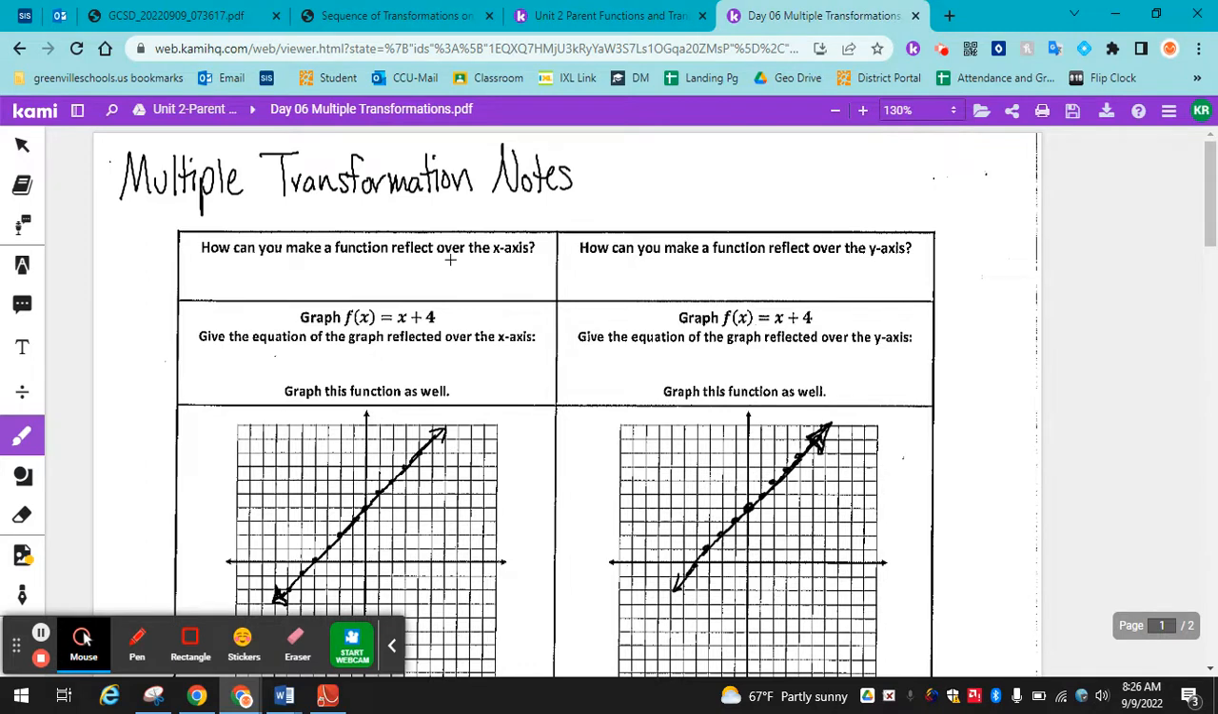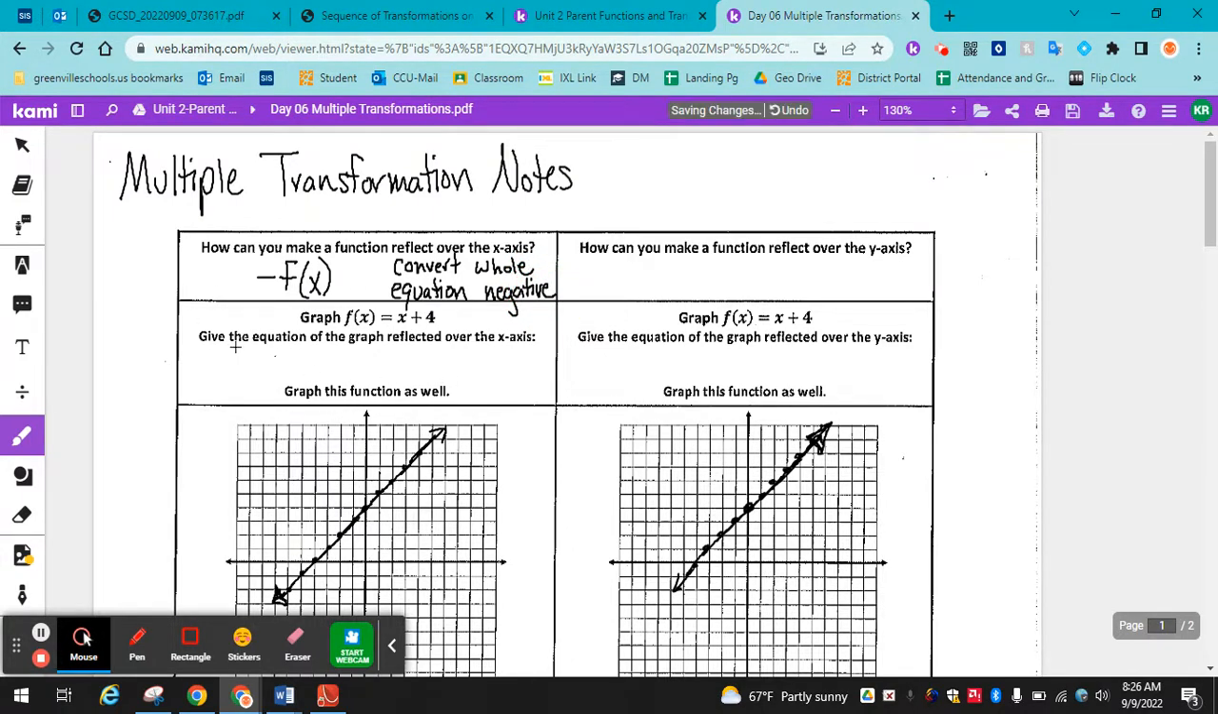So with x-axis reflections, we have that in our notes, negative f of x, meaning you make the whole equation opposite sign. So convert the whole equation. I'm going to put negative, but if it's already negative, then it would turn into a positive. So multiply everything by -1, basically.